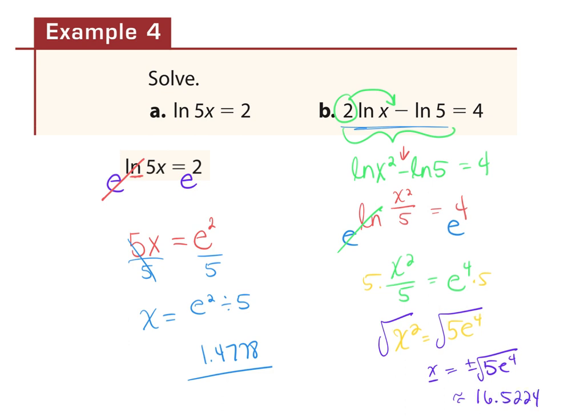16.5224. If we were to plug in a negative back in, we have a problem. This causes a problem for the negative root. So it's going to have to be the positive root there.